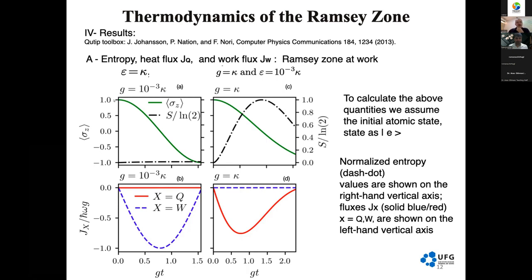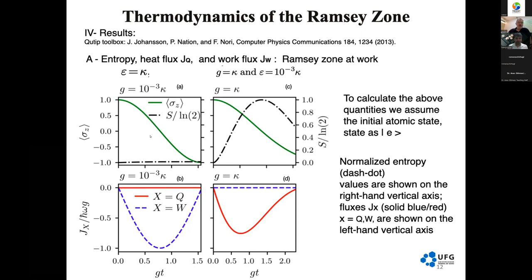So we can see the entropy, rescaled and normalized, the scale for the entropy is on the right, such that the entropy starts from zero and gets to one. The entropy is zero, of course, for a pure state, and maximum for a maximally mixed state. When the atom becomes maximally mixed, then the entropy is maximum.